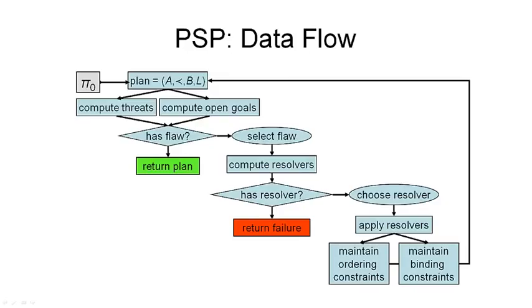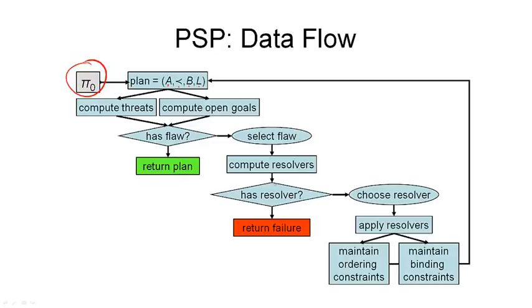So here is the data flow of the PSP algorithm as we've seen it so far. We start off with our initial plan pi0. That plan consists of actions, orderings, bindings, and causal links. Then what we do is we compute the threats and the open goals, which are the flaws in our overall plan. Then, if we find there is no flaw in our plan, we can return this plan as a solution plan.